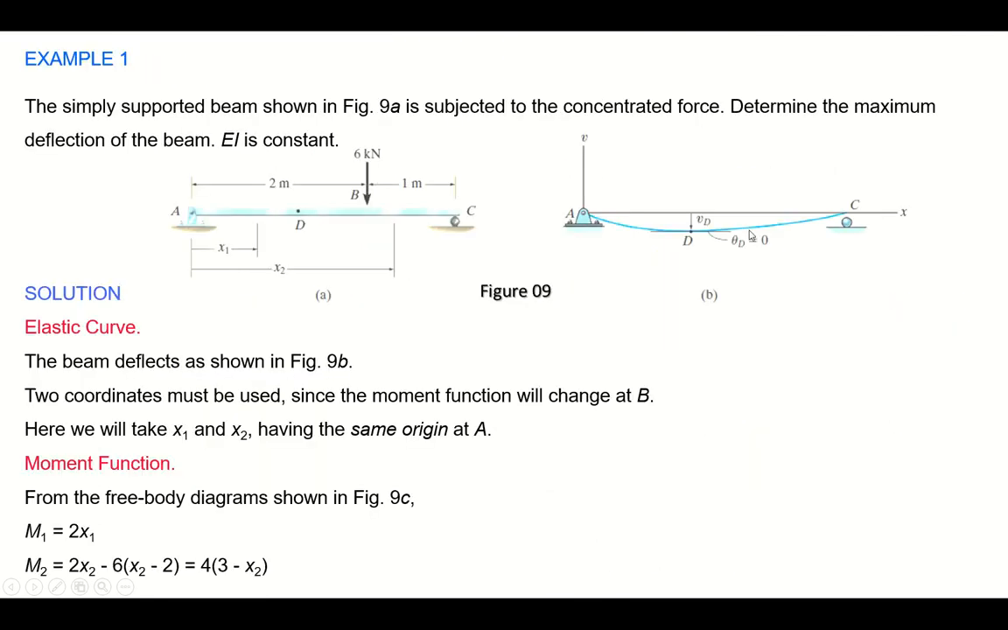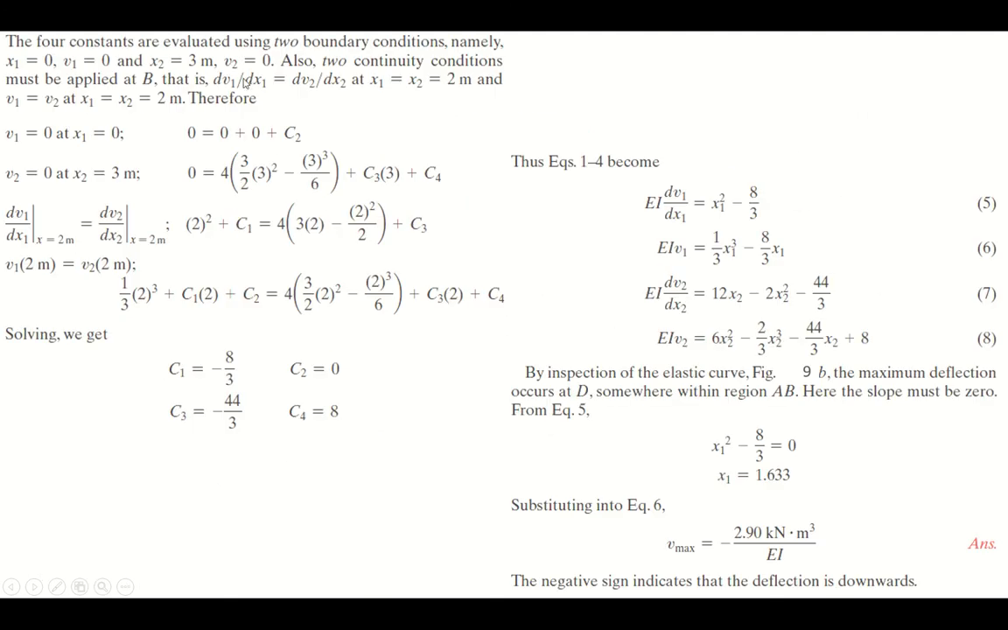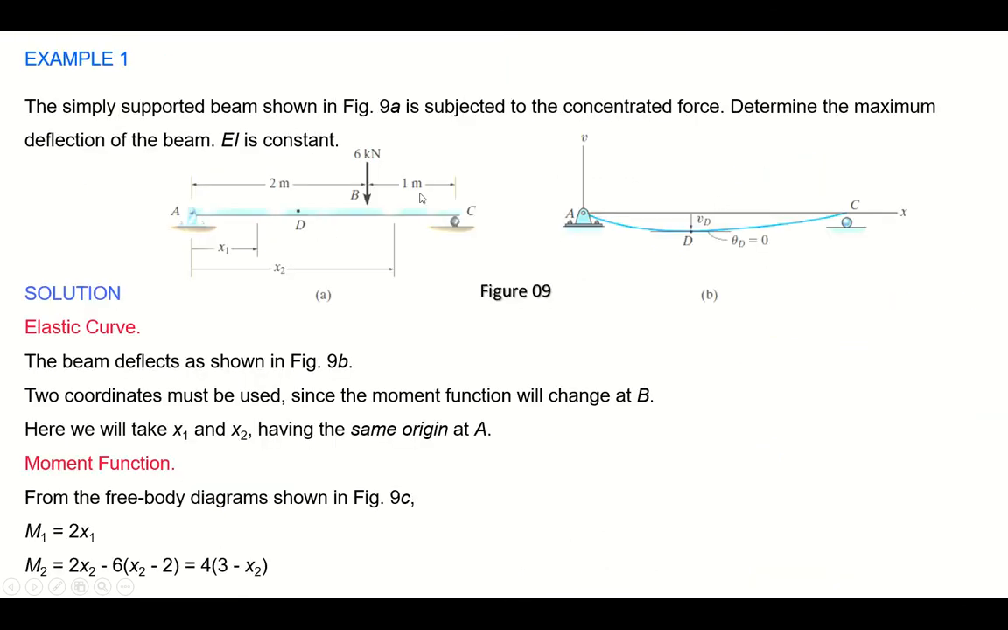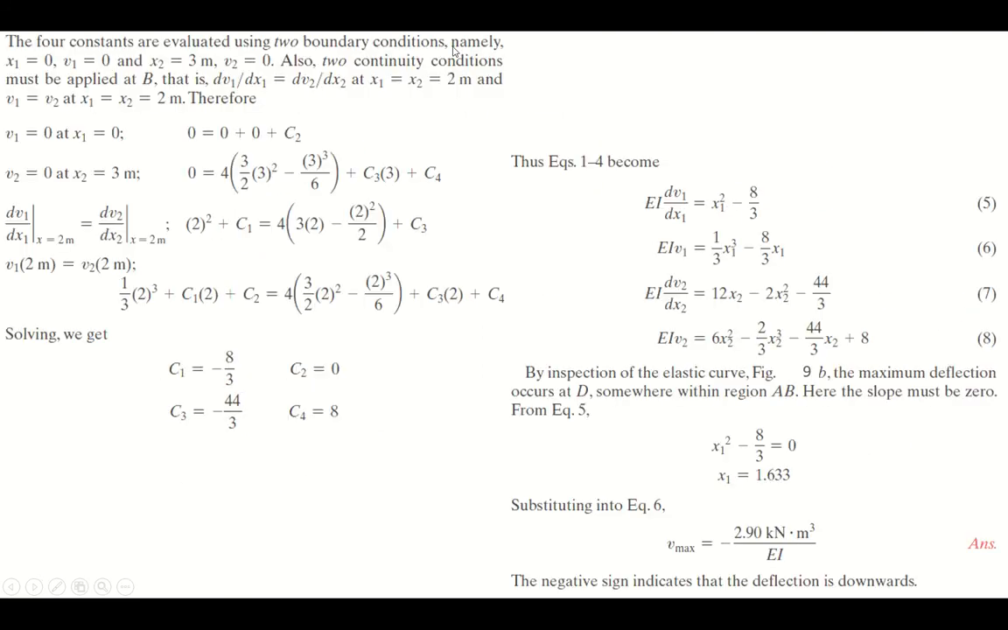For example, at B, at this point we can apply the continuity conditions, and what are those? We can say that the slope of the first part, that is d mu1 by dx1, will be equal to d mu2 divided by dx2, right? And it is well known because it is a continuous beam, the slope will be the same if you come from this side or from this side. So at x1 equal to x2 equal to 2 meter. This is your first continuity condition.